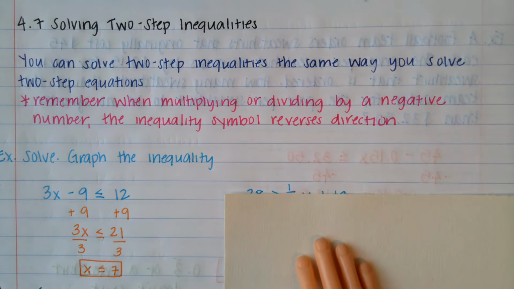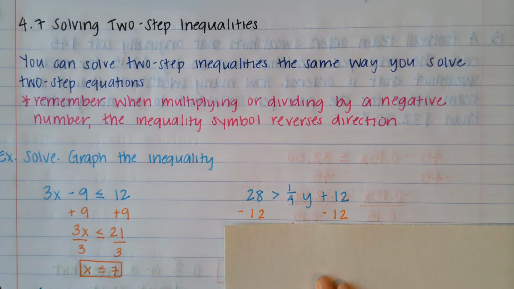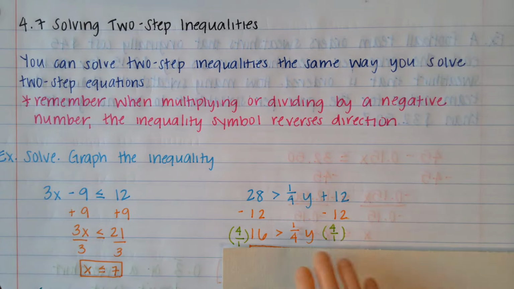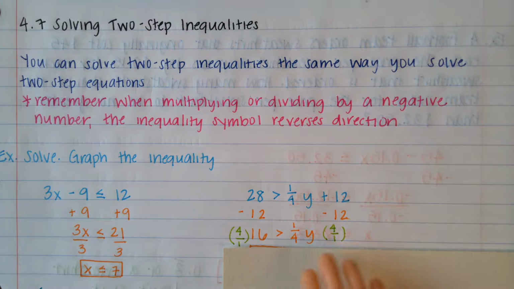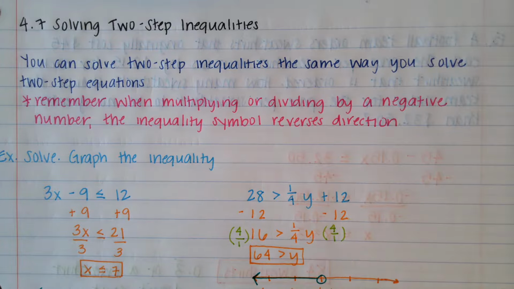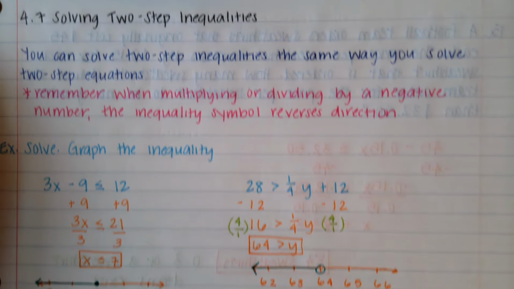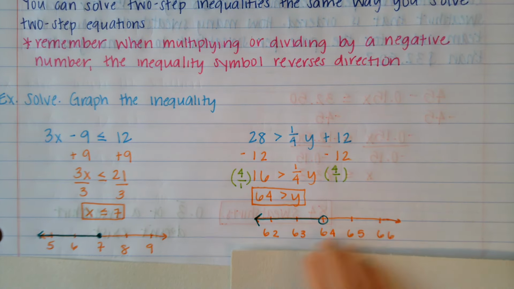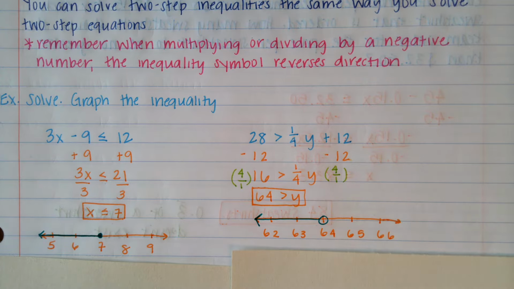For 28 is greater than 1/4 y plus 12, move the 12, and then we get 1/4 y on the right. And to divide by a fraction, we need to multiply by the reciprocal. So we're going to multiply each side by 4 to get 64 is greater than y. And since it's just a greater than, we have an open circle, and y is less than, so it goes to the left.